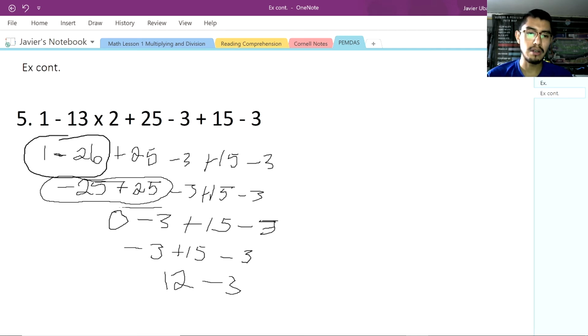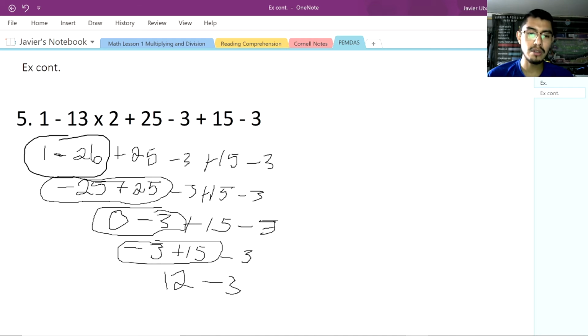So now we're going to do this one. Remember, we're working from left to right. So we got 0 minus 3. You're going to do negative 3 because the negative is still there. This is right here, the negative, right? You're going to keep that sign. So negative 3 plus 15 minus 3. So now here, we have negative 3 plus 15.